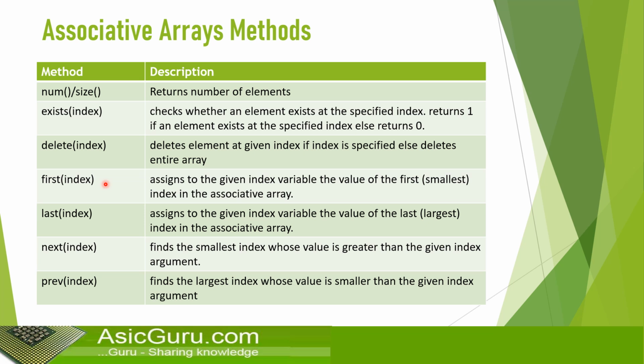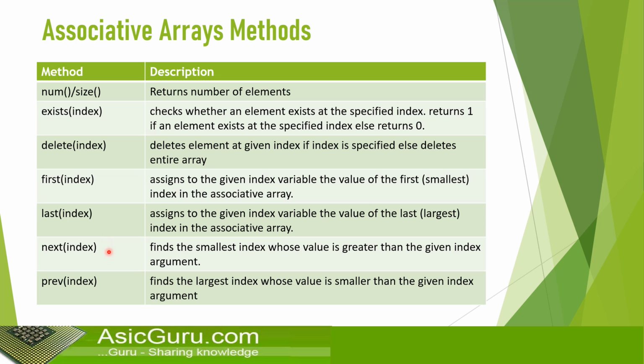Next we have the first method. It returns the value of the smallest index in the array. It is very helpful when you want to start an iteration, as it will return the smallest index from where you can start the iteration. Similarly, the last method does the opposite of first. It returns the value of the largest index. It is very useful for traversing from the end.